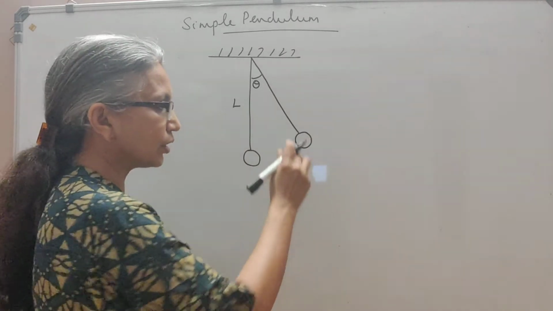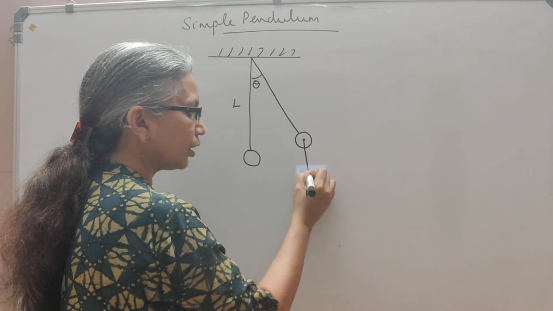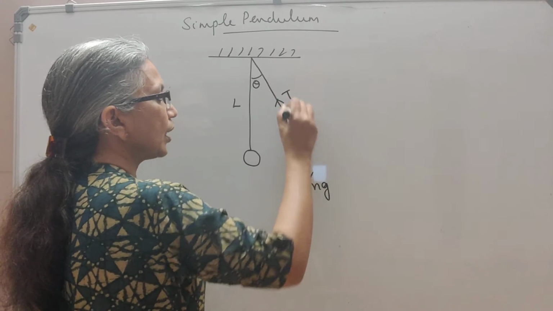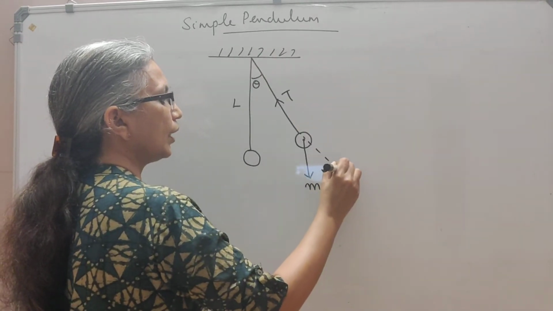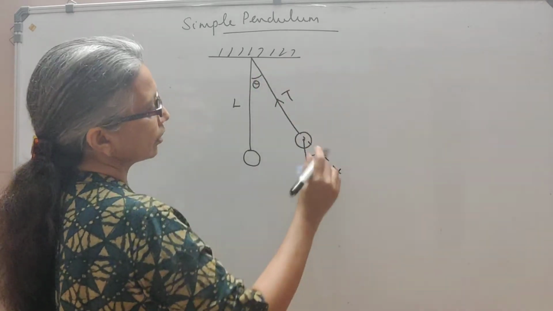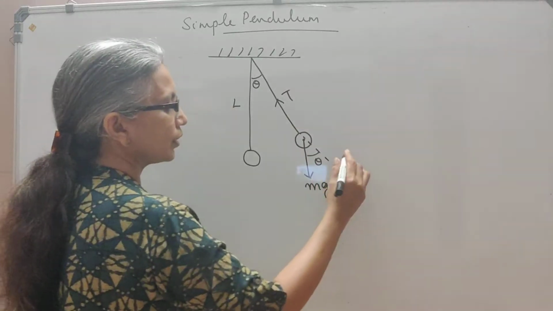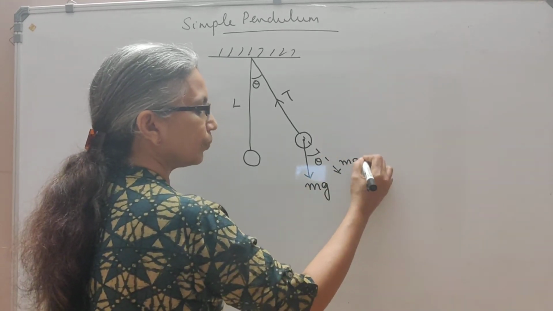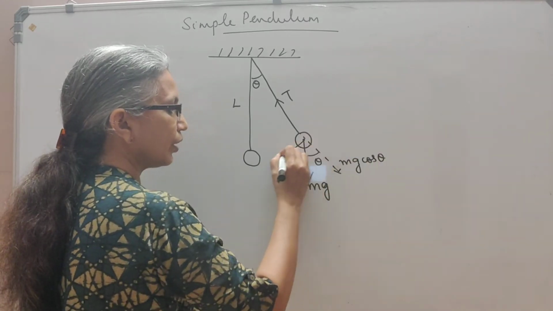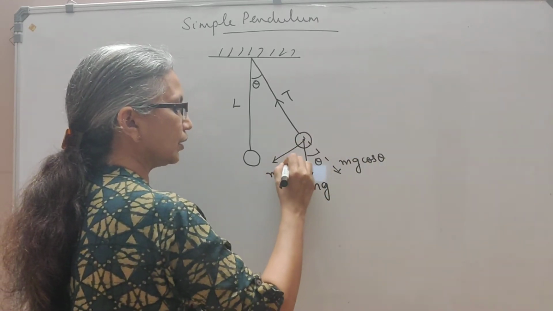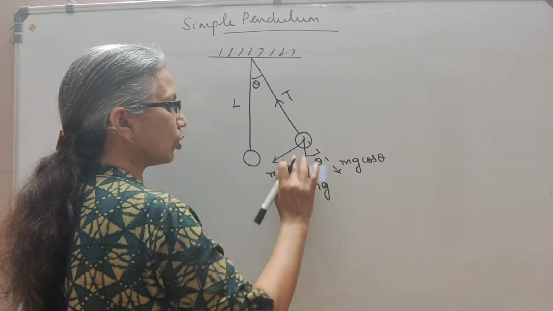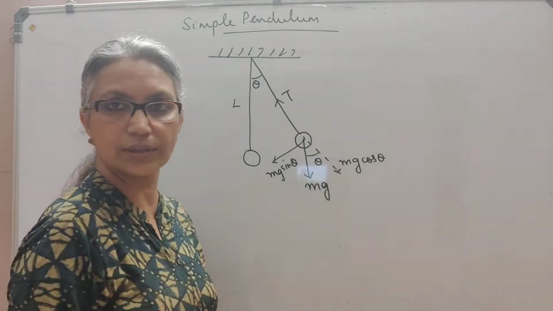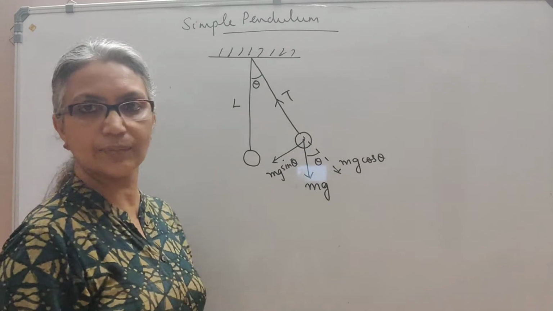Now if I look at the forces acting on the bob at this position, we have the weight of the bob acting in the downward direction, mg. We have the tension T, which is acting towards the point of support, and this angle is theta, because they are corresponding angles. You may take this as the cosine, the adjacent side. So if I resolve mg, this component will be mg cos theta, the adjacent component, and the other component, the opposite one, is mg sin theta.